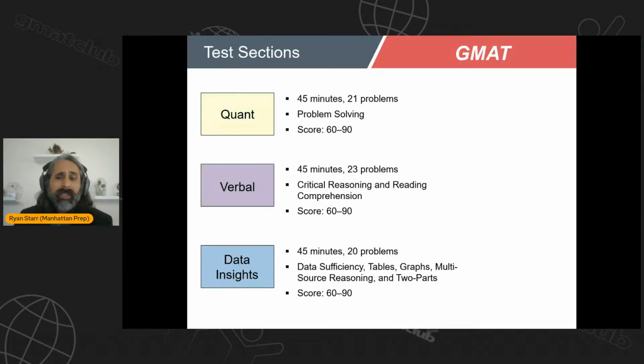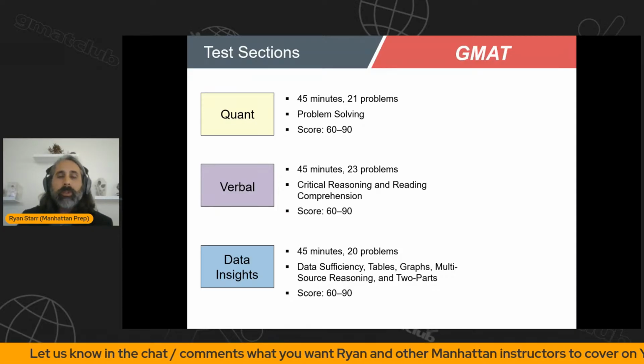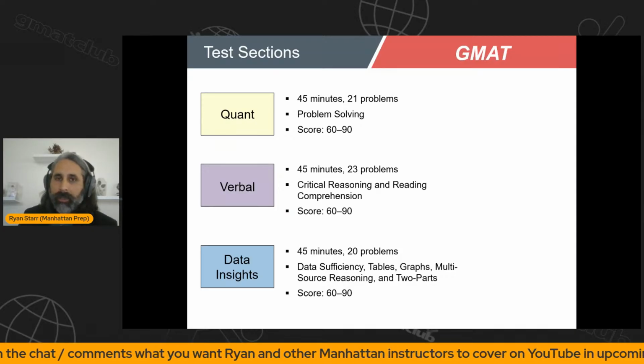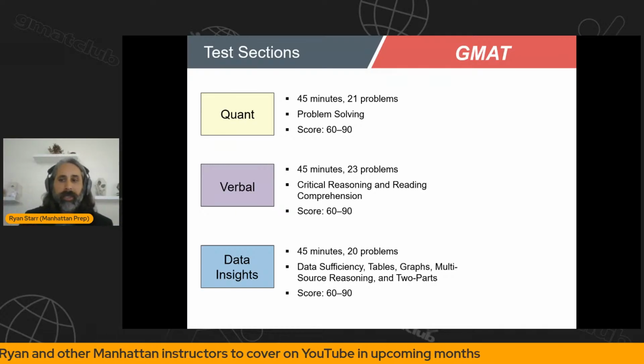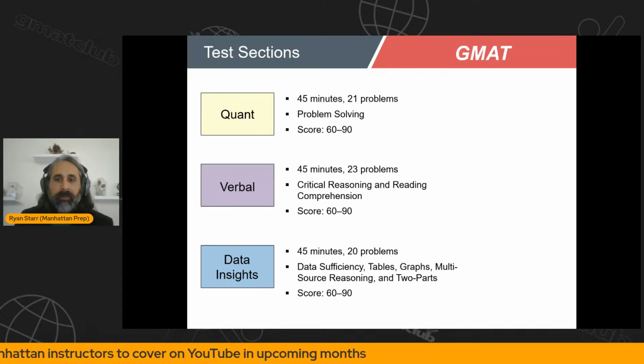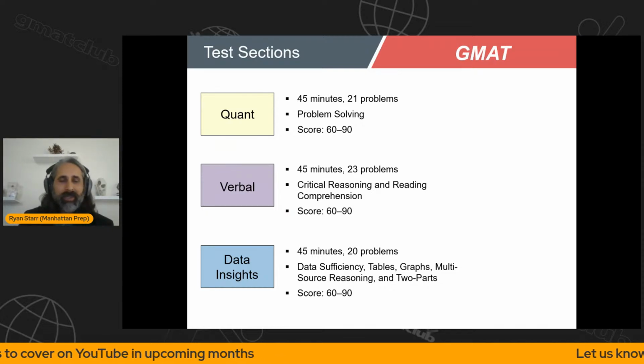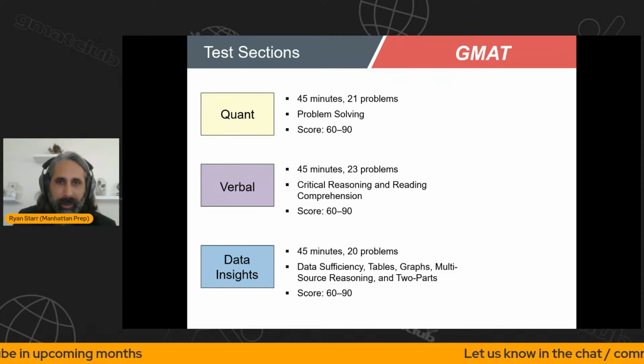And so what that tells you is data insights questions, on the whole, take a little bit longer than, say, quant or verbal questions. You will have an option about which order to do the sections in. Most people would recommend that you break up quant and data insights when you choose that order, with the break in between. All right. So that's all the big general GMAT stuff out of the way.